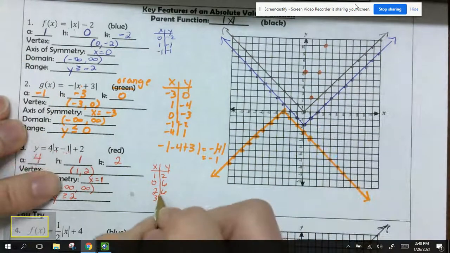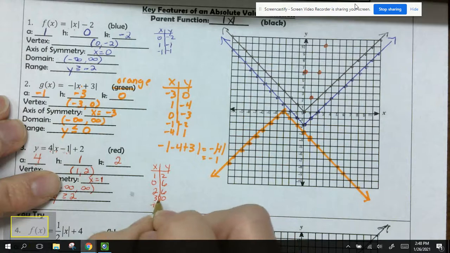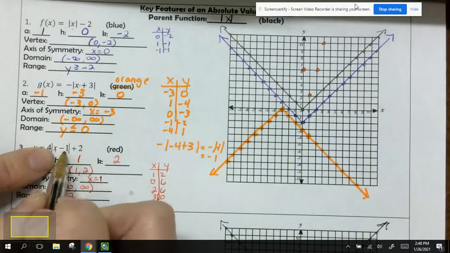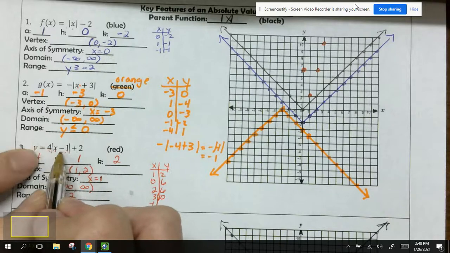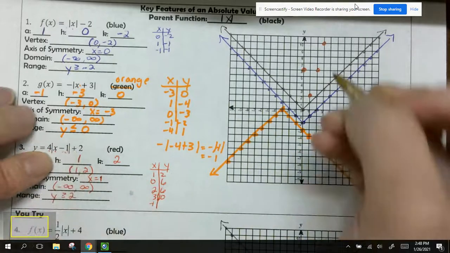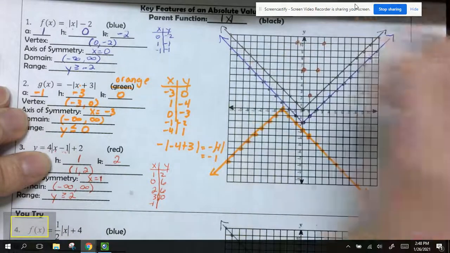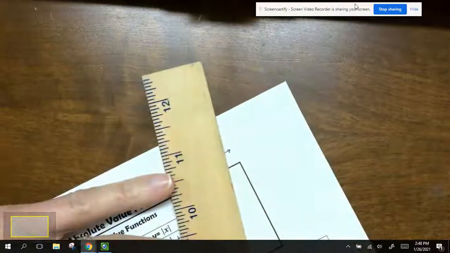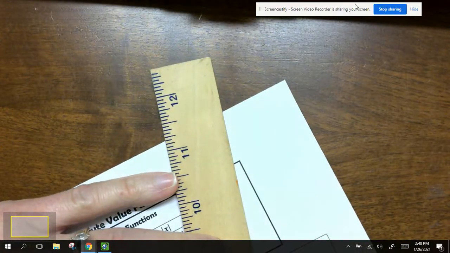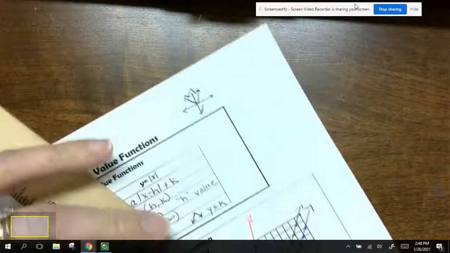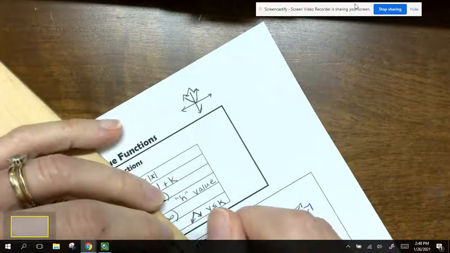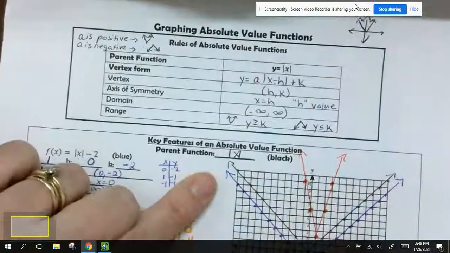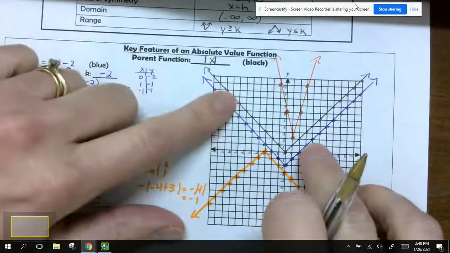If I put in negative 1, negative 1 minus 1 would be negative 2. The absolute value of negative 2 is positive 2. 2 times 4 is 8. Plus 2 would also be 10. So notice this time that your graph is a lot closer together than what we had on those other ones. So we have a graph this time. It's not as flattened out. Do you notice that? It's not as flat as what these were.